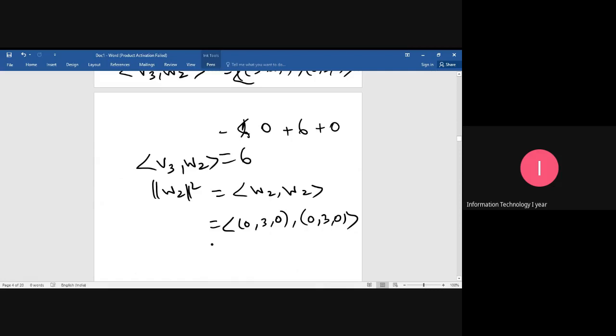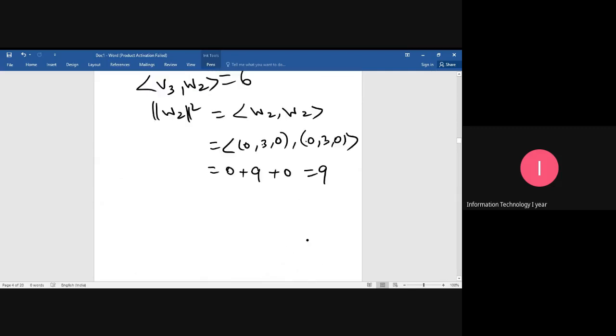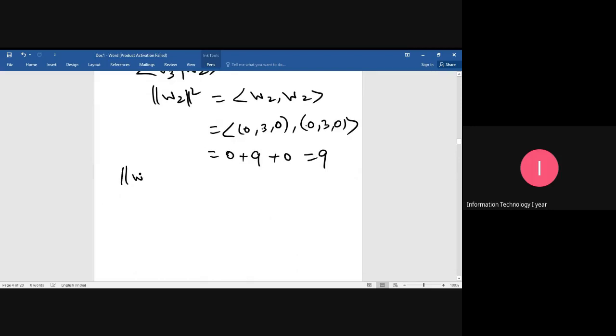So then find out the inner product: 0 into 0 is 0, plus 3 threes are 9, plus 0. So the answer is 9. Norm W2 square is equal to 9. Okay, so therefore find out W3.